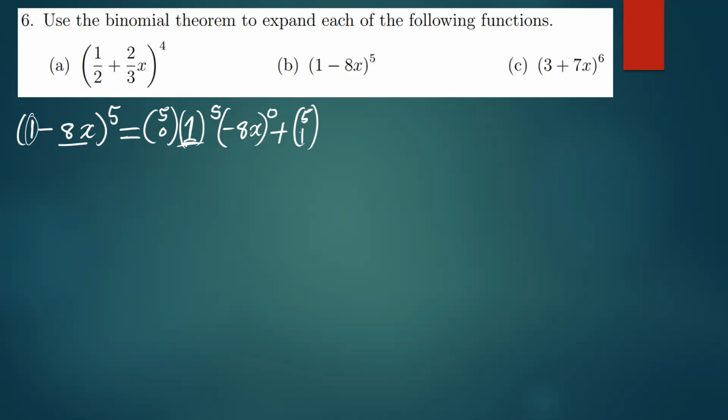So let's do that, because 1 to the power 5, 1 to the power 4, 1 to the power 3, 1 to the power 2, 1 to the power 1, 1 to the power 0 will all give us 1. So that's the same as leaving it out. So you just have to include it on the first term, you just say 1 to the power 5.